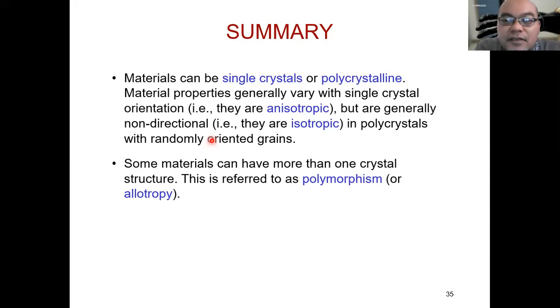And usually, within a single crystal, the property will also differ in orientation, what we call anisotropic, but polycrystals are generally non-directional, isotropic, if the grains are globular in shape with randomly oriented grains. And some materials can have more than one crystal structure. This is what we call allotropy or polymorphism.